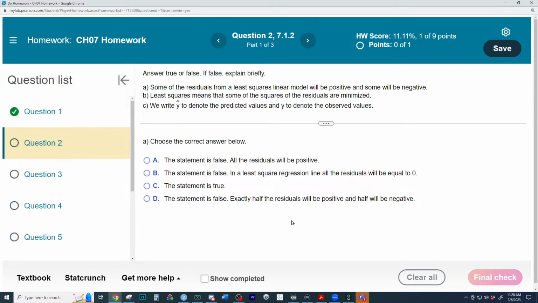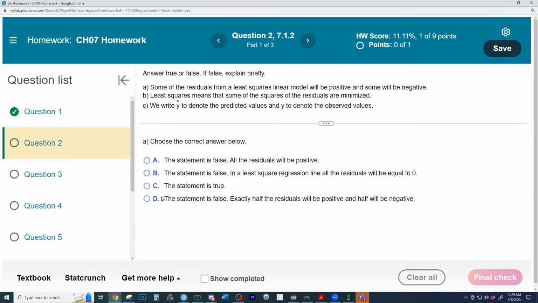So if you were to write a line of code, what function do you have that can find the tallest student? There's quite a few functions, but what functions would you use to find the tallest student? So someone here will answer that next. Answer true or false, briefly explain why. Some of the residuals from a least squares linear model will be positive.